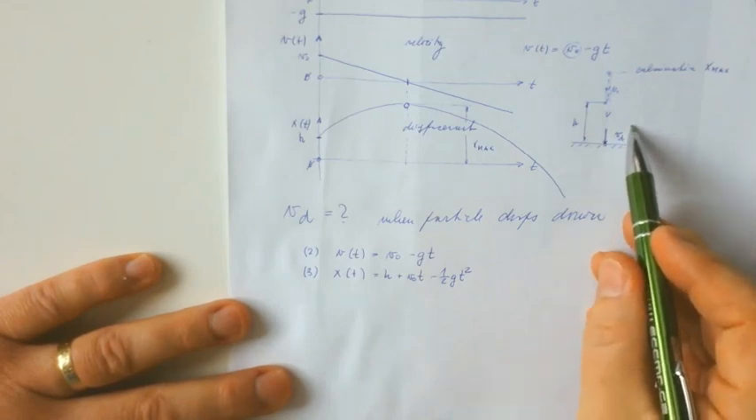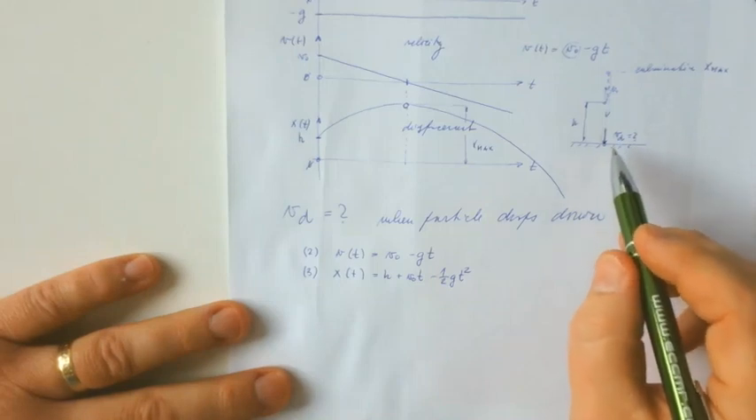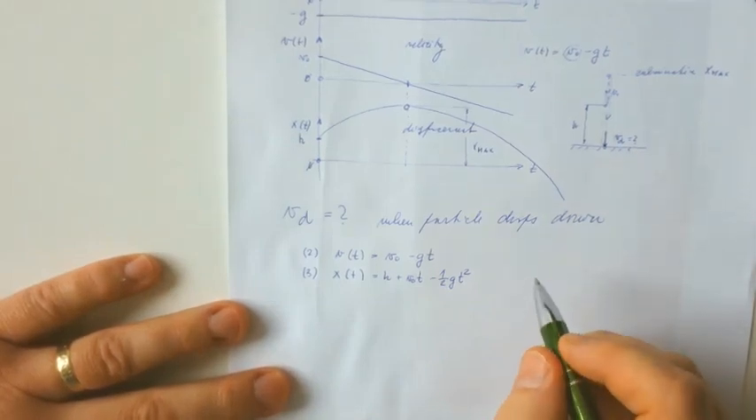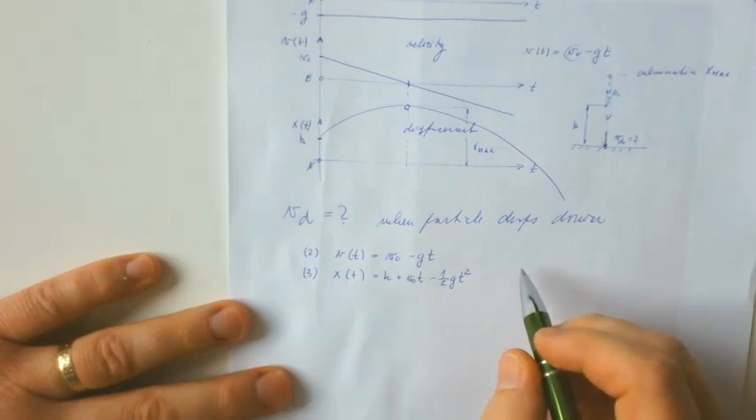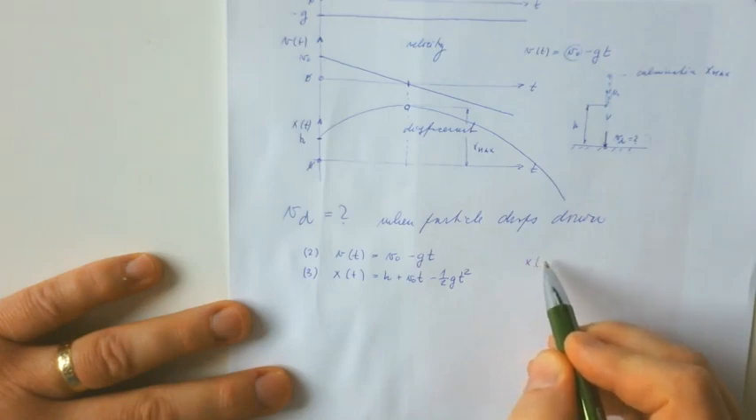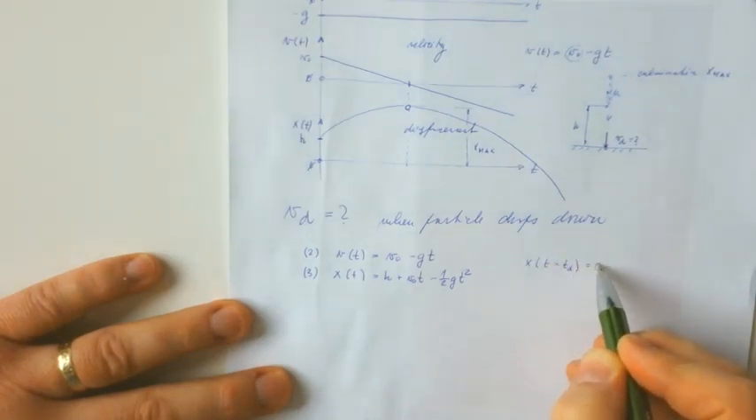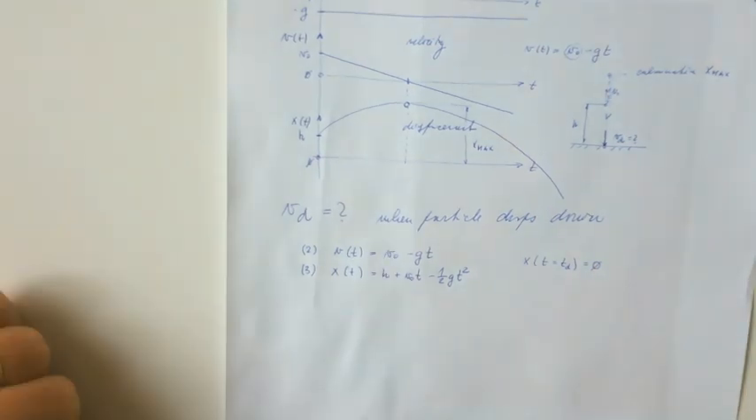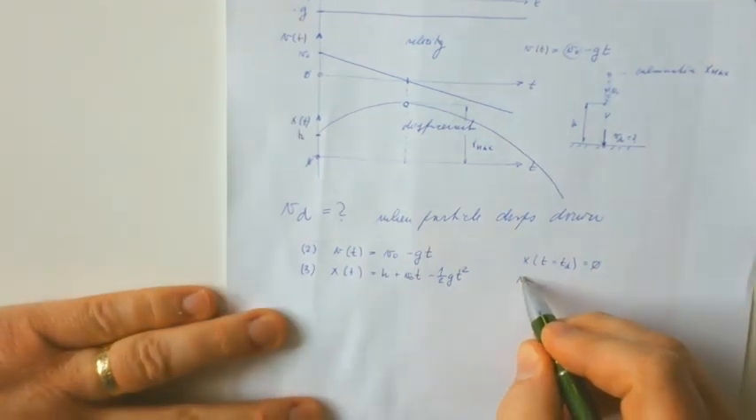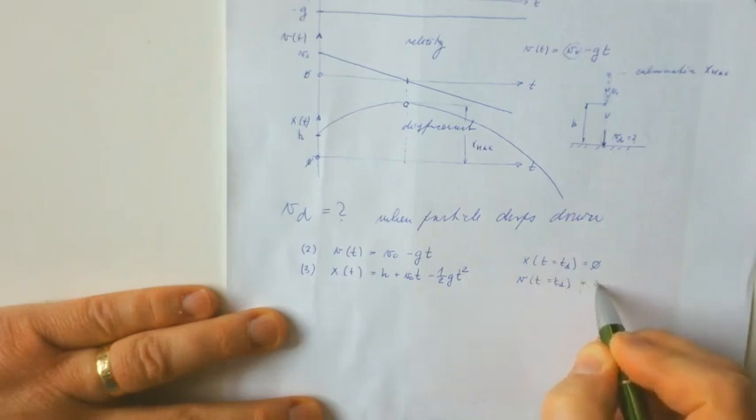For this moment of dropping down, we have some condition. We express it mathematically like this. So mathematical condition is that displacement at time when it drops down is 0, and velocity at time when it drops down is Vd.